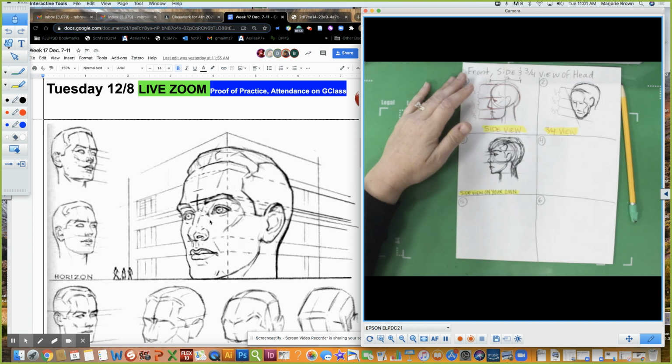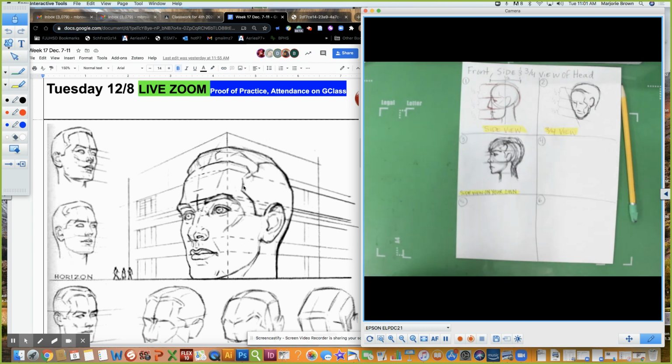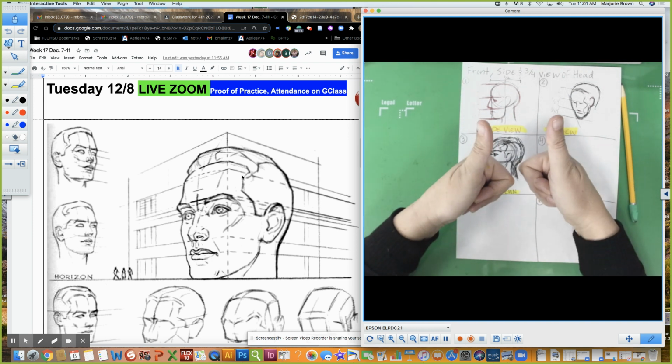Is this side view or 3/4 view? Who wants to answer? Is this one side view or 3/4 view? Miss Brown, I think it's a 3/4 view. Thumbs up!